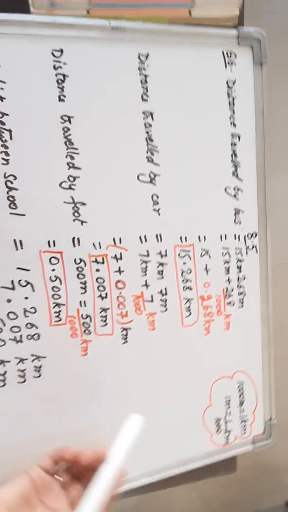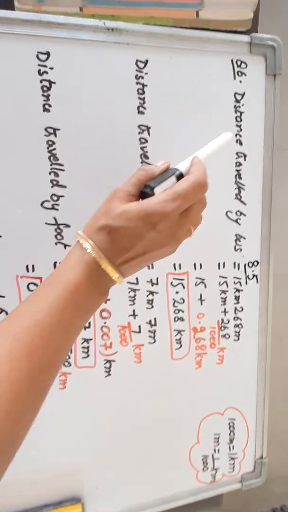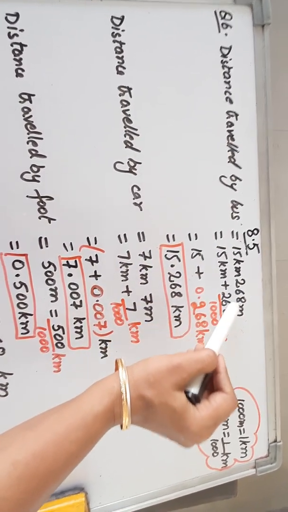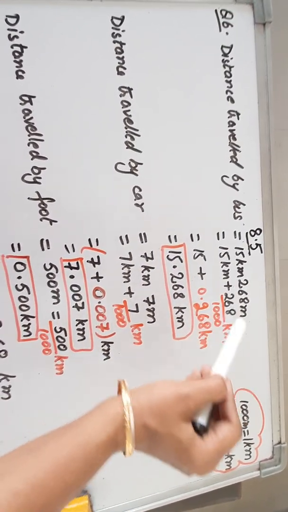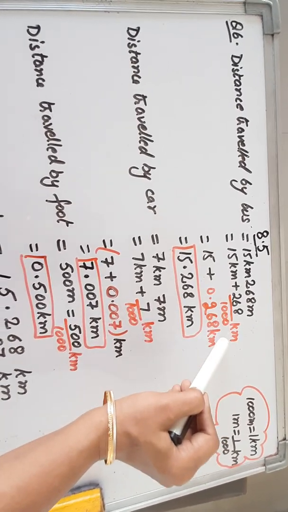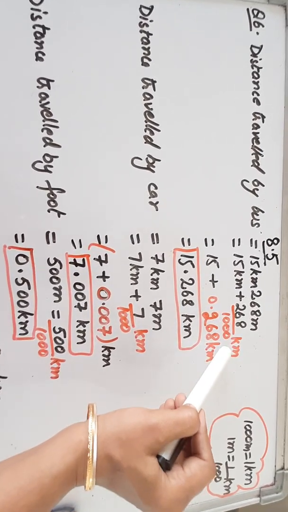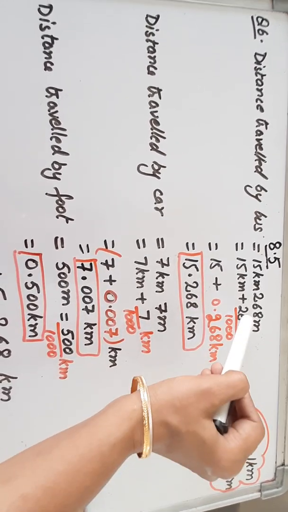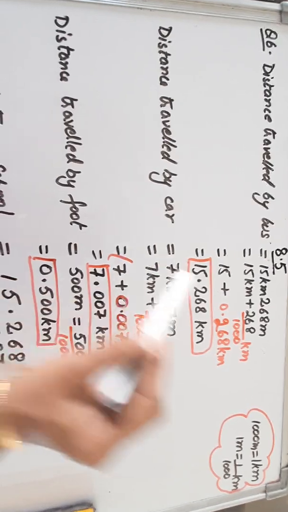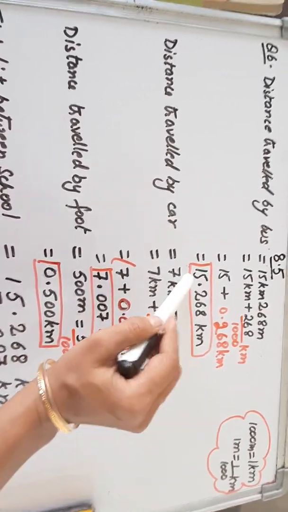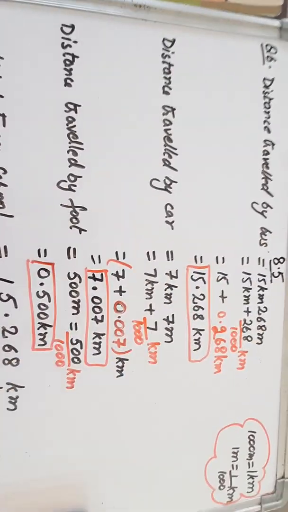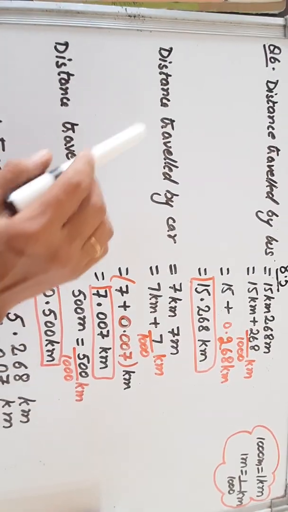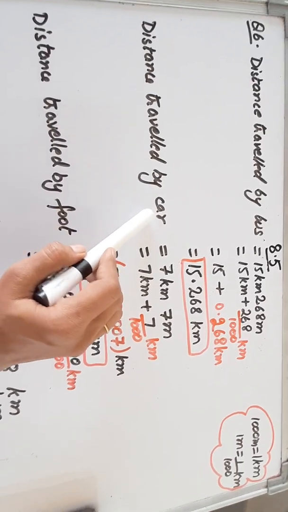So let us see. So dear students, we will write the first distance travelled by bus. It is 15 kilometer 268 meters. To convert meters into kilometers, we divide by 1000. So for 3 zeros, we leave 3 digits after the decimal. 1 digit is 8, then 6, then 2, and this. By adding the 2, we'll get the distance travelled by bus as 15.268 kilometer.